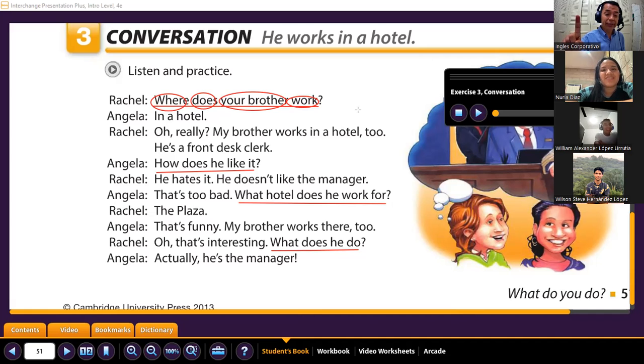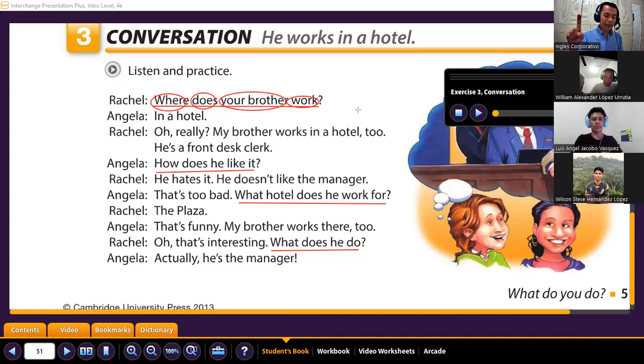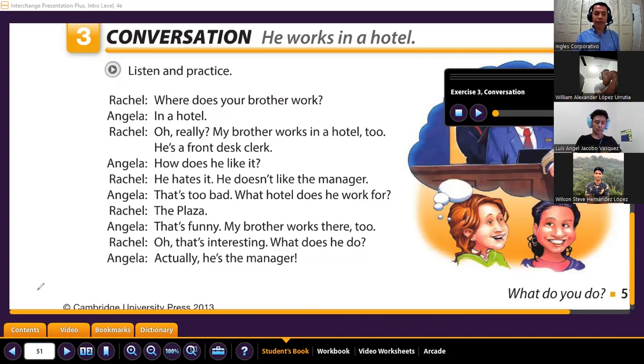WH word. Word. Palabra. Auxiliary. Subject. And verb. Okie dokie. Thank you, William. Okay. Luis. Only you, Luis. WH word. Auxiliary. Subject and verb. Good. If you know this formula, no problem. You understand the information question, right? Okay? Good, good. Now let's go to the next part.